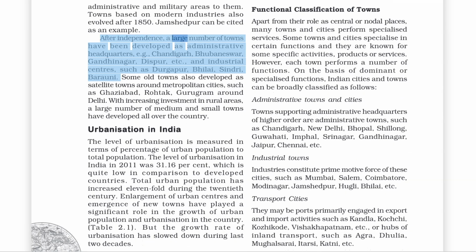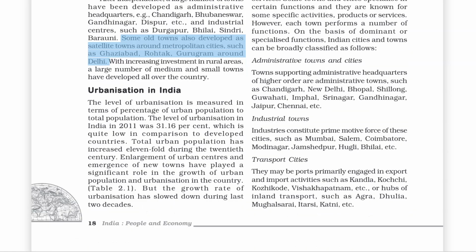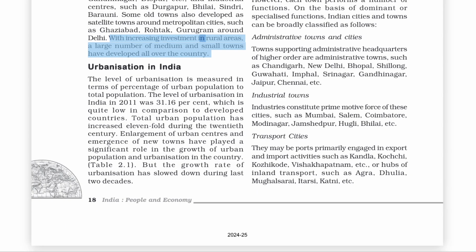After independence, a large number of towns have been developed as administrative headquarters, for example Chandigarh, Bhubaneswar, Gandhinagar, Dispur, etc., and industrial centers such as Durgapur, Bhilai, Sindri, Bhaurani. Some old towns also developed as satellite towns around metropolitan cities such as Ghaziabad, Rohtak, Gurugram around Delhi. With increasing investment in rural areas, a large number of medium and small towns have developed all over the country.